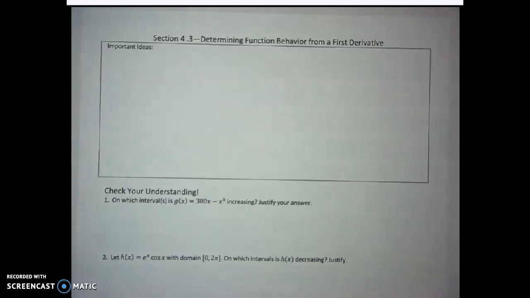Section 4.3, determining function behavior from the first derivative. So I want you to think back to section 4.1 when we were talking about absolute extrema and extrema on an interval. How can you tell whether the function is increasing or decreasing without actually looking at the graph?